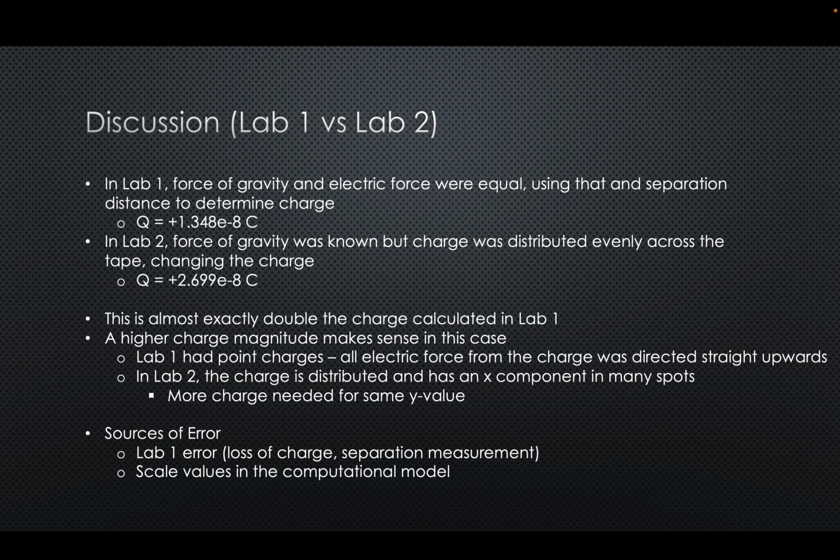In this case, a higher magnitude of charge makes sense, because in lab 1, with the point charge, all of the electric force was going straight upwards. But in lab 2, because that charge was distributed across the tape, some of that force has a horizontal component. So in order for the y component to have the same magnitude as in lab 1, there has to be a higher charge so that it can contribute more to that. Some sources of error include the error involved in lab 1 results, and the scaling values in this computational model, which I did as I saw fit.